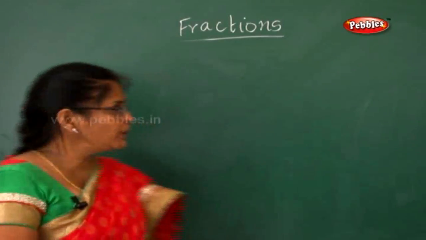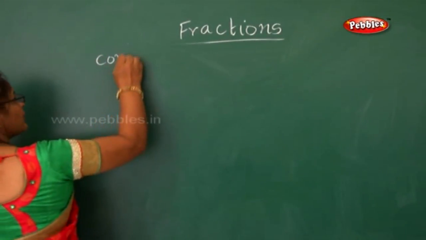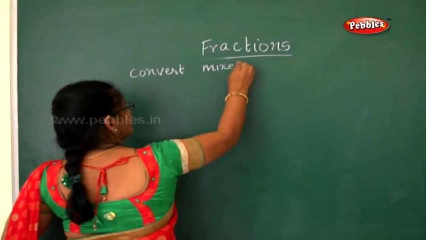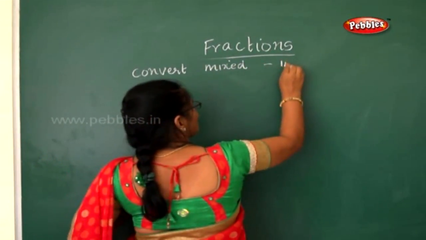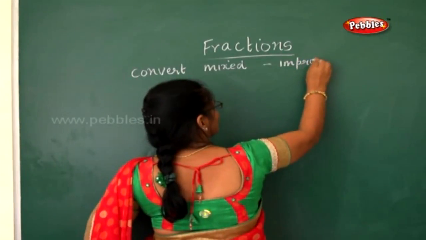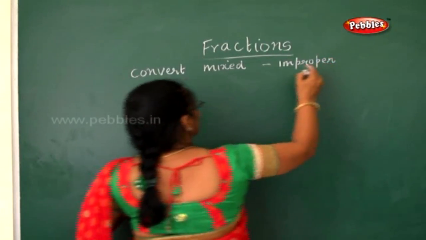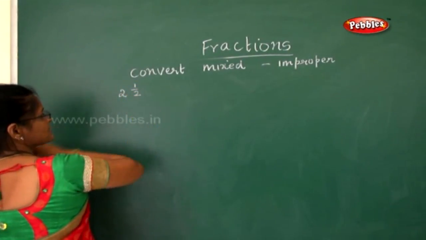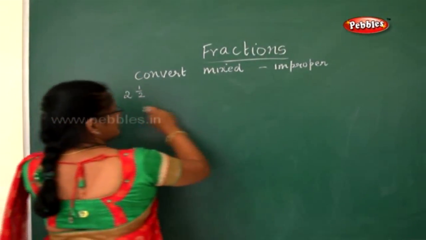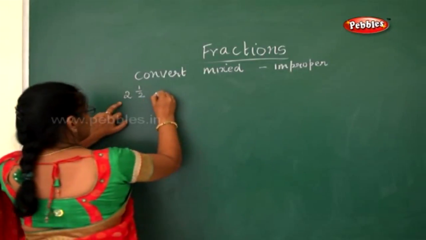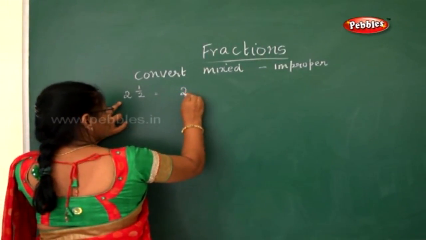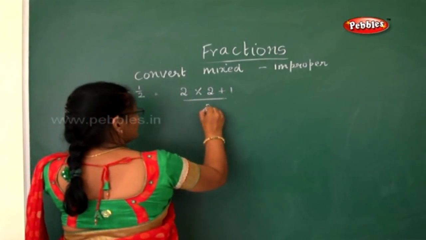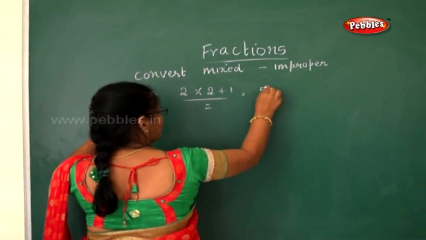Next one, how will you convert the mixed fraction into improper fraction? I think you must be knowing what a mixed fraction is. It is 2 1 by 2. This is a mixed fraction. How will you convert this mixed fraction into improper? See, 2 into 2 plus 1 by 2. This is 5 by 2.